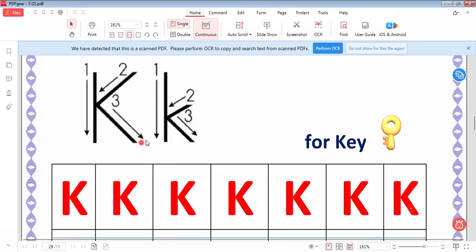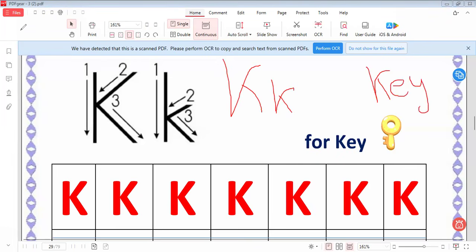There is capital K and small k. K for what? K for key. Capital K and small k. K for what? K for key.